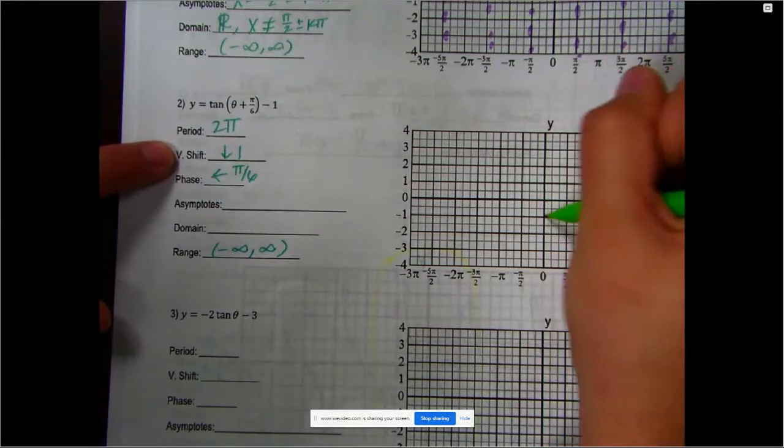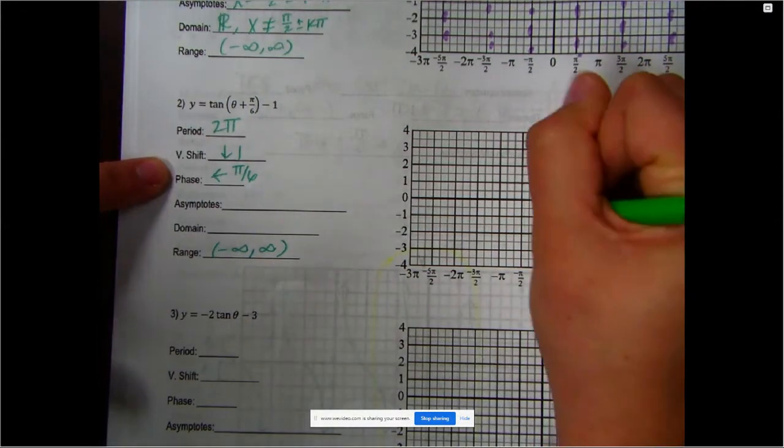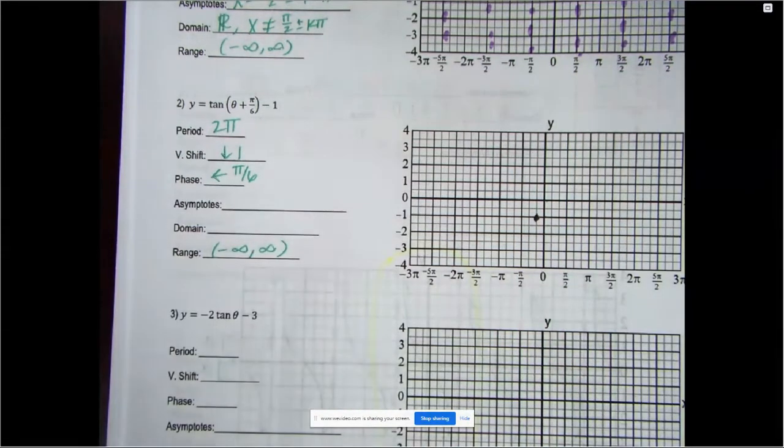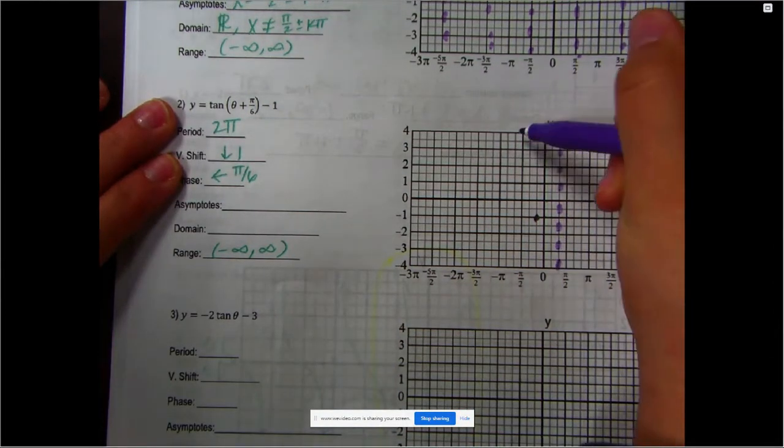I need to go down 1 and to the left pi over 6. So that's one little line right there. So for my asymptote, it also had to move over one little line. So here and here. The amplitude is still 1. We would find that right in front of tangent.